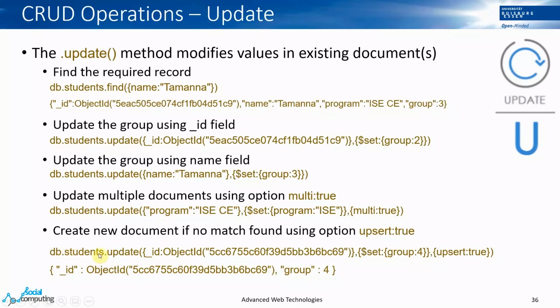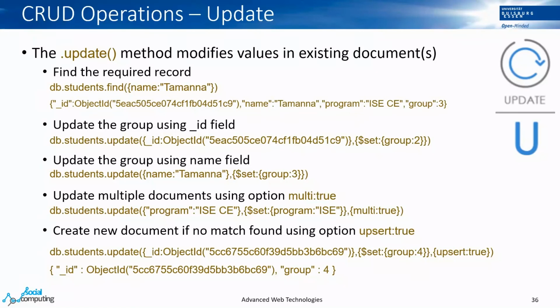Let's say we want to update the group of the record with a specific ID. So we try to find _id, some ID, and then set group 4. And then as a third option, we can also apply upsert true. And then what it will do is it will first try to find this document with this ID. If that document is found, then its group will be updated. Also, you have to keep in mind that, using this $set, you can also add a new attribute.